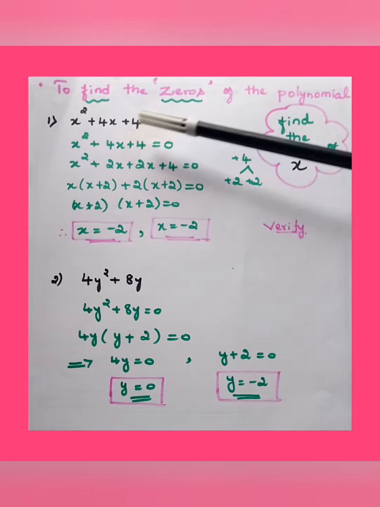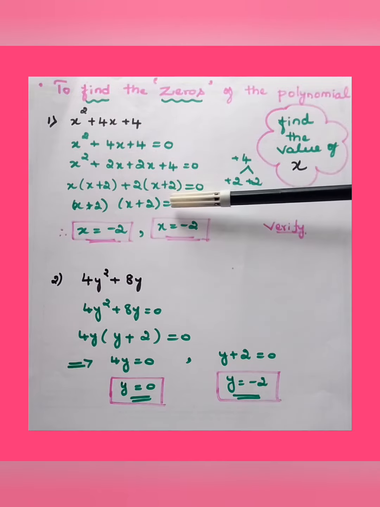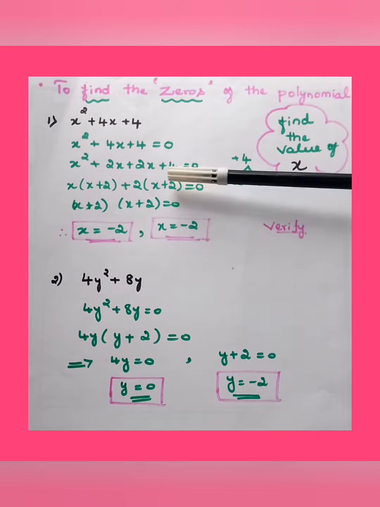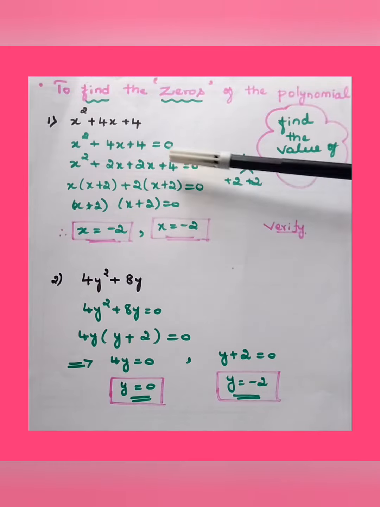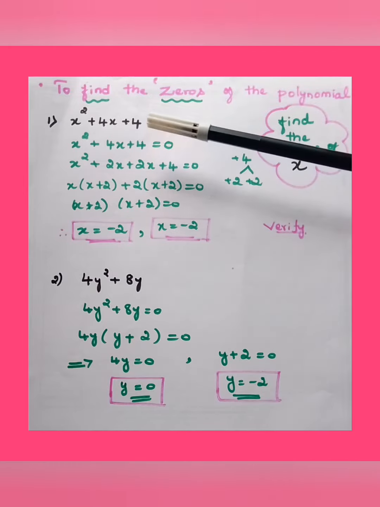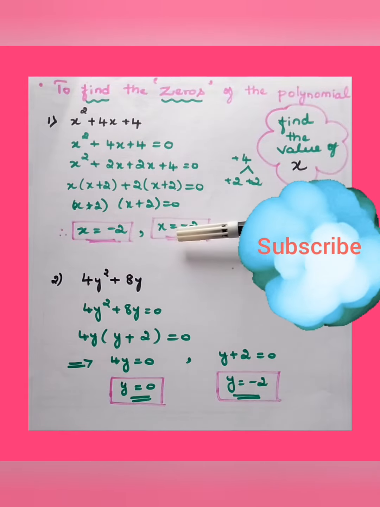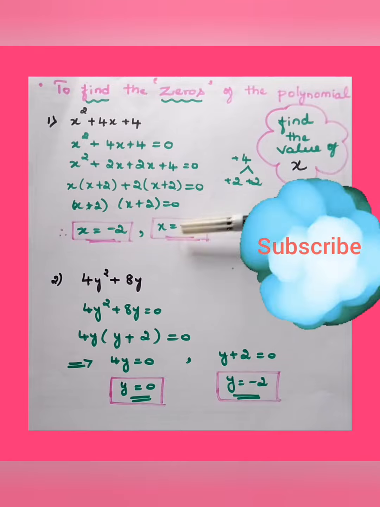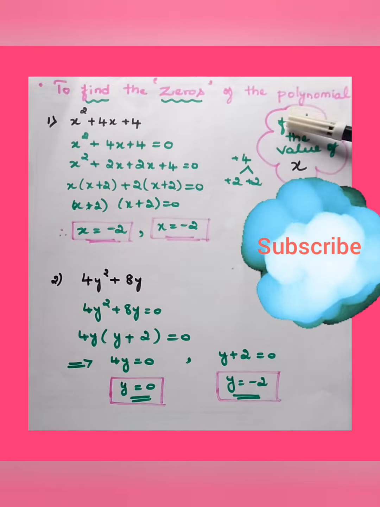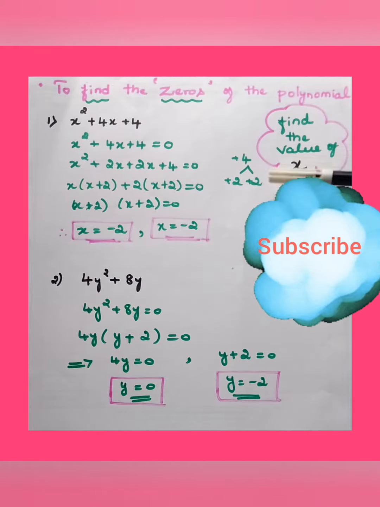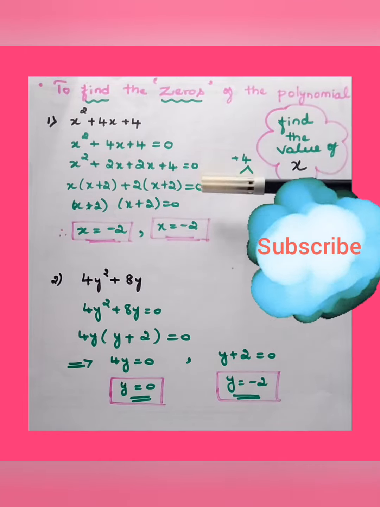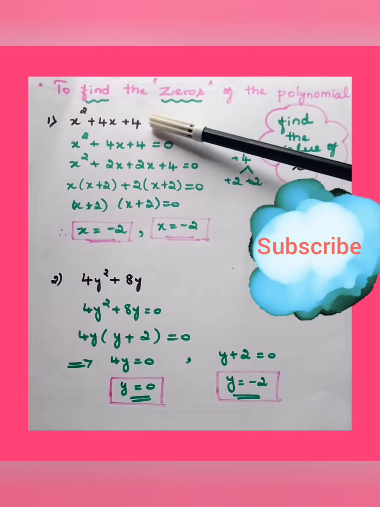4x you can split as plus 2 plus 2. So, you know how to do this. I have taken enough classes based on this, factorizing the given equation. On doing that you get the value x is equal to minus 2 and x is equal to minus 2 again. So therefore we have found the x value of the polynomial. Therefore x is equal to minus 2 is the 0 of the given polynomial.